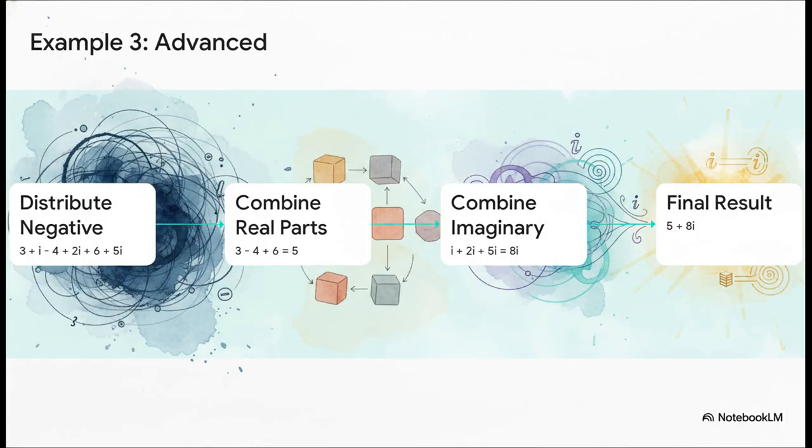And what's cool is, this works even if you throw a bunch more terms into the mix. The rules don't change. First things first, we see that subtraction sign, so we distribute the negative to the 4 minus 2i, which turns it into -4 plus 2i. Then it's just a big collecting game. We gather all the real numbers, 3 minus 4 plus 6, that gives us 5. And then all the imaginary ones, i plus 2i plus 5i, that's 8i. Put it all together, and we get 5 plus 8i.